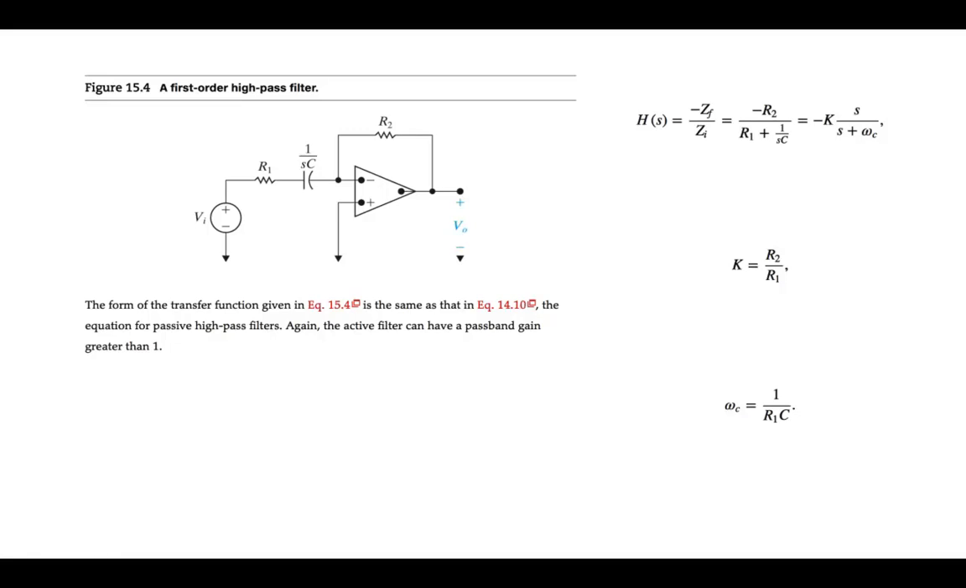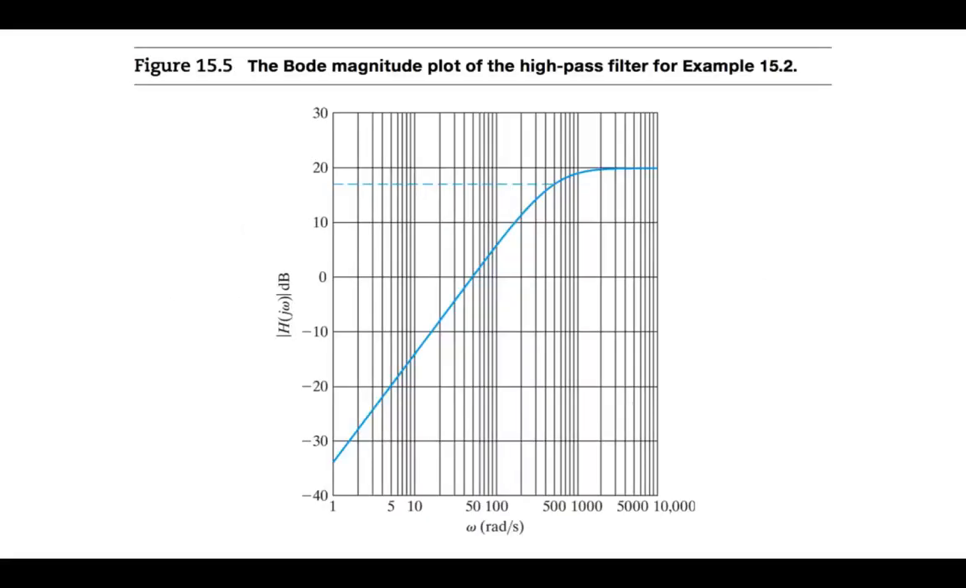And also remember, these active filters can have a passband gain of greater than 1, which is part of what makes them advantageous over passive filters. Once again, here is a Bode plot. In the example in the book, you're actually given this Bode plot and asked to design a filter that will give you this Bode plot output.